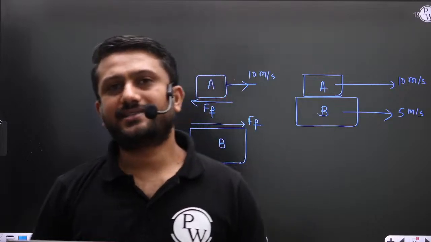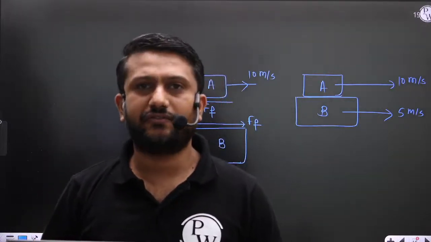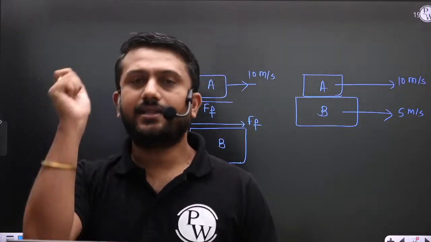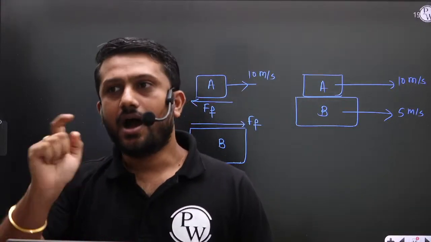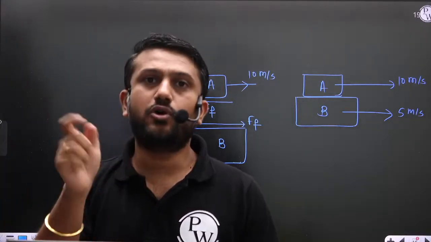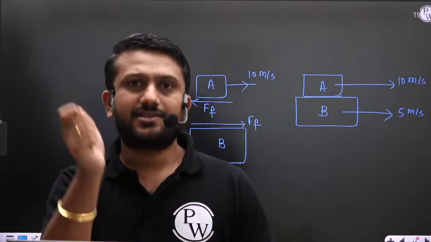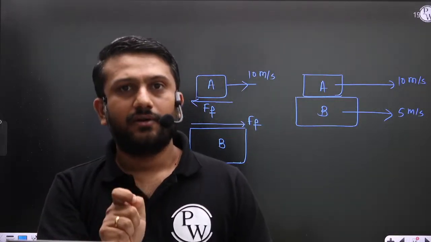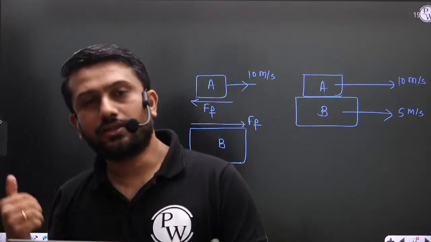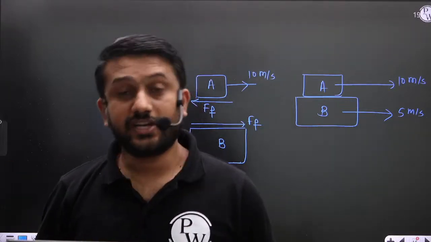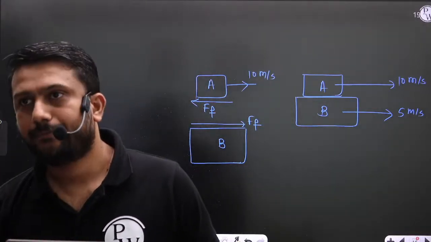First, try to understand this part. How do you decide the direction of friction force? To decide the direction of friction force, first consider the body having higher velocity. First draw the direction of friction force on the body having higher velocity, then draw the friction force direction on the other body.